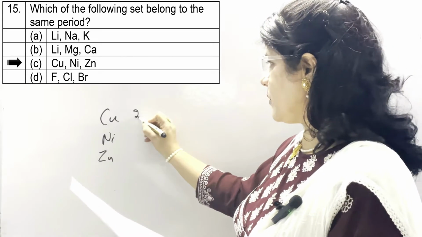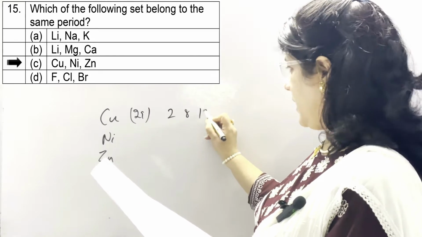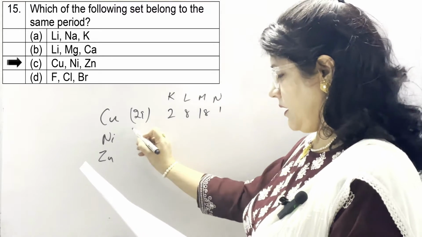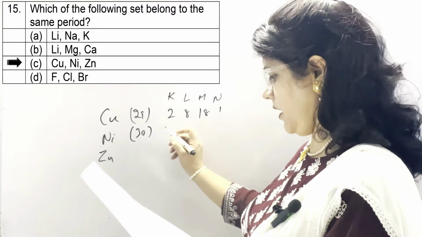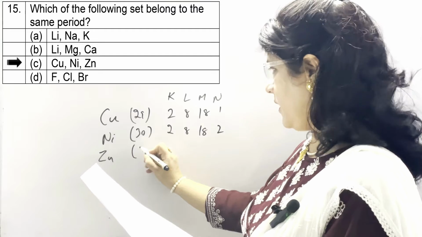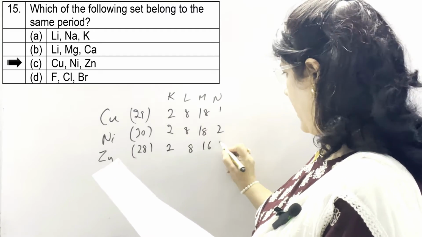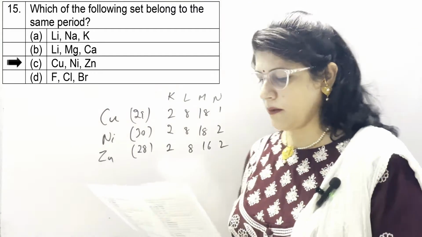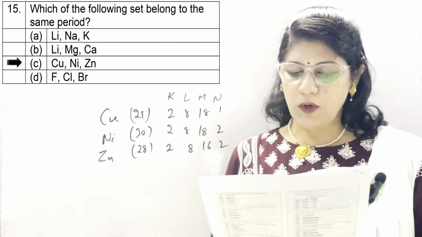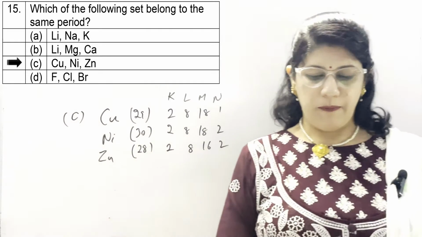In copper, we have 29 electrons. It means they have 2, 8, 18 and 1. K, L, M and N, 4 shells. Nickel also 30. It means 2, 8, 18 and 2. And zinc 28. It means 2, 8, 16 and 2. All have 4 number of shells, which means number of shells are same. So they belong to the same period. Correct option is option number C.